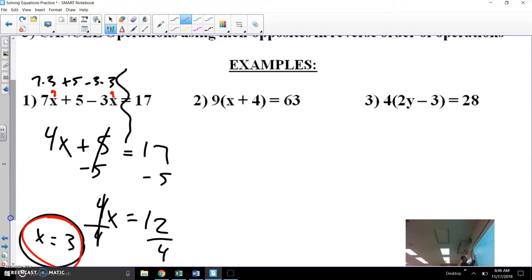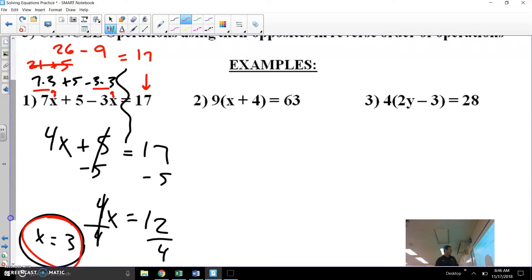So 7 times 3, this first position right here, that's 21. If you add 5 to that, that would give you 26. Now you're subtracting whatever 3 times 3 is. And 3 times 3, well, that would give you 9. And 26 minus 9 is exactly 17, which is the reason why x is 3 is correct.